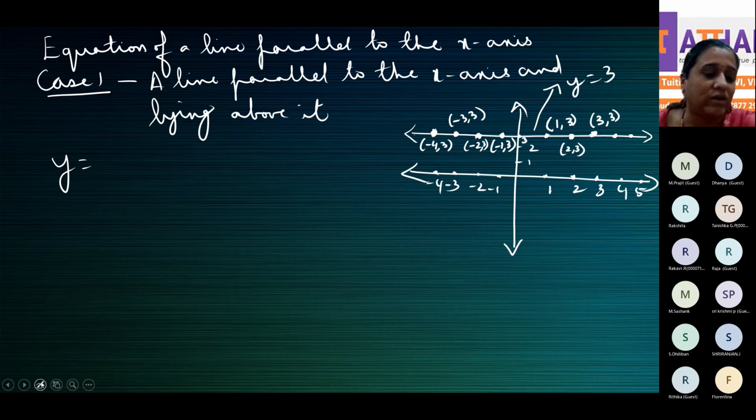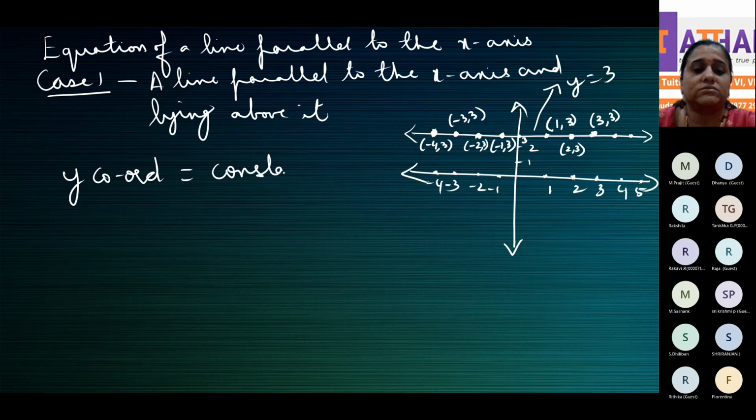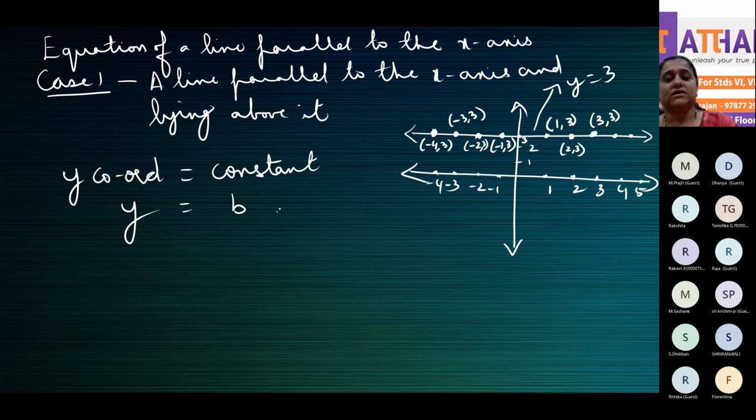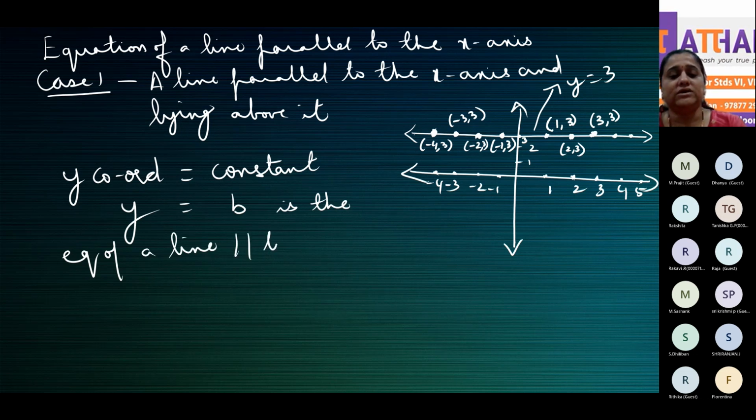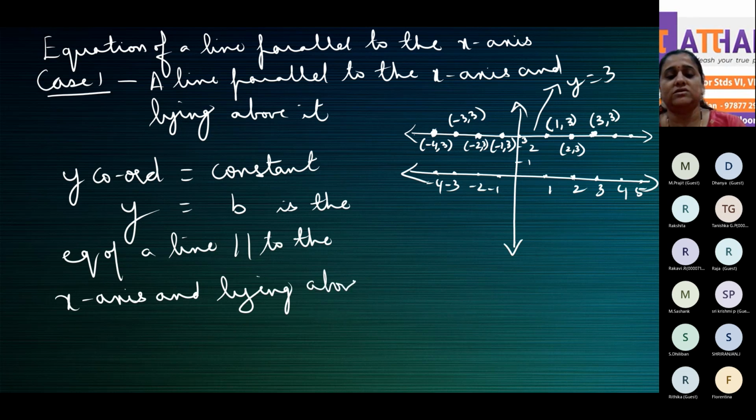it is the y coordinate. Okay, let me write like that. Y coordinate. That's why we say y. Y coordinate is equal to a constant. So y is equal to b is the equation of a line parallel to the x-axis and lying above it.